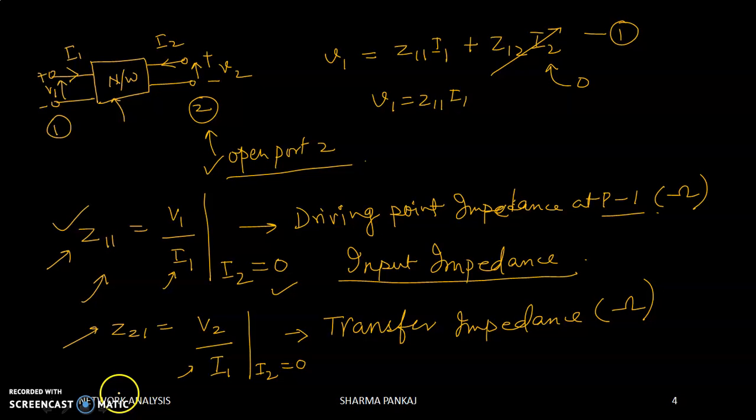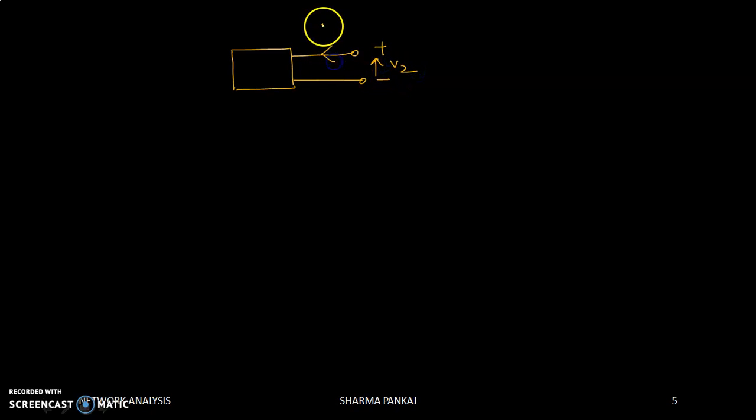We are going to open port number 1 and will keep port number 2 as it is. See this. This is your network. This is your port number 2. As per the definitions, this is V2 defined, this is I2 defined. This is port number 1. This is V1 defined and this is I1 defined.